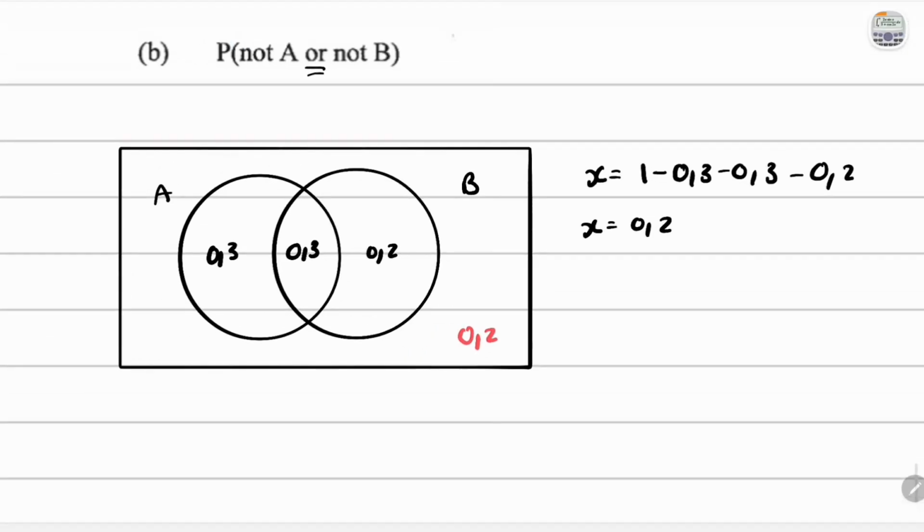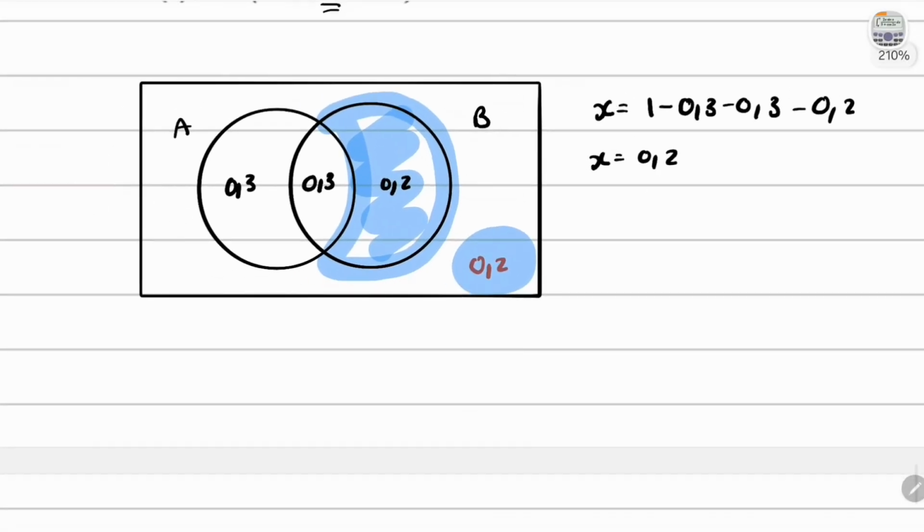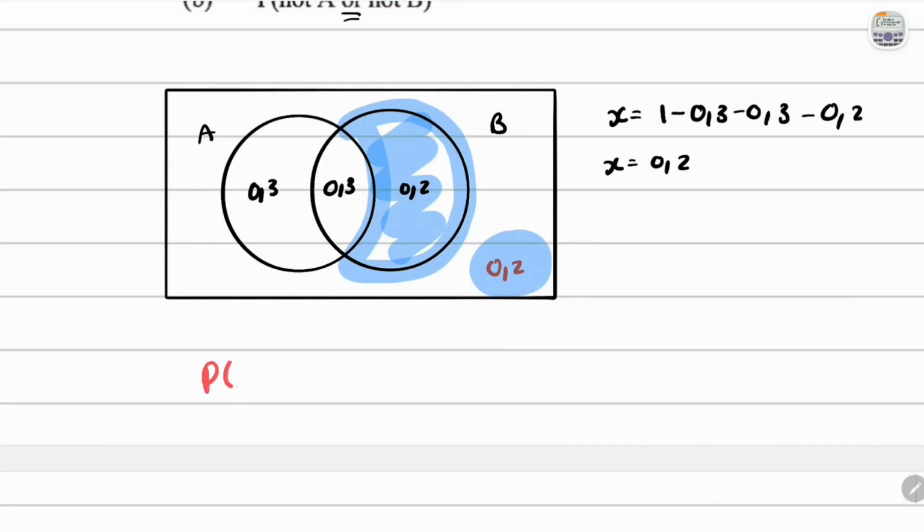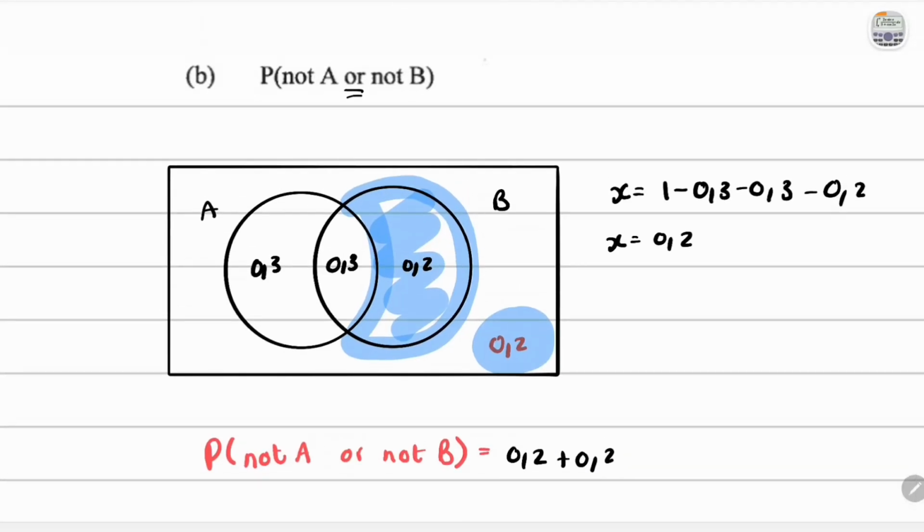Okay, so we need to find out the probability of not A or not B. So not A would be everything excluding anything in the circle of A. So that is over here like this. That's not A, also including that. And then or not B. So what we have so far for the probability of not A or not B is 0.2 plus 0.2, okay? And then not B would be everything excluding the circle of B.